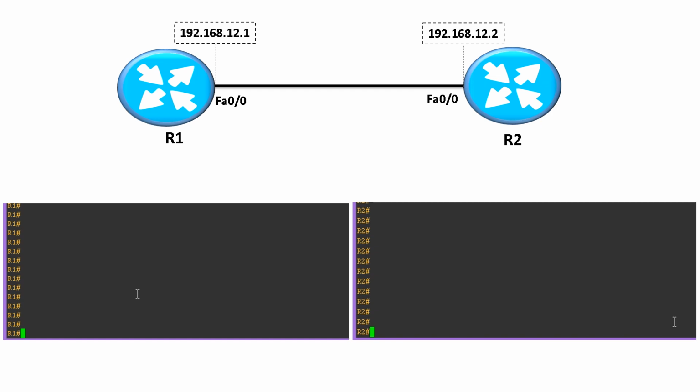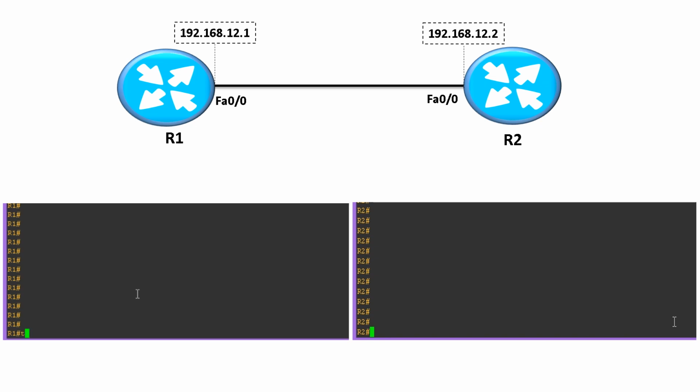R1 and R2 are directly connected with R1 interface FA0/0 assigned IP 192.168.12.1, while R2 interface is assigned IP 192.168.12.2. Now, let's try to Telnet R2 from R1.